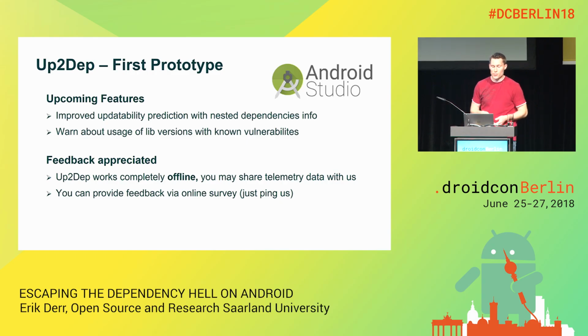First is we want to improve the updatability prediction with nested dependencies info. So for instance, if a library depends on other libraries that could affect updatability, we will also take this into account. Of course, since we are security researchers, we want to warn about the usage of insecure libraries, and in the future also about libraries that do not adhere to privacy best practices. And of course, we have done this mainly for the community, so for the app developers.